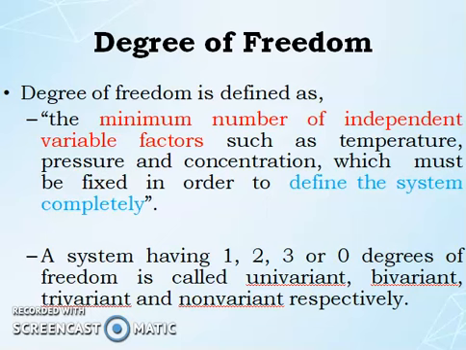So the condition is we have to select minimum number of independent variable factors. Out of the three, you have to select minimum. It may be 1 or 2 or 3. A system having 1, 2, 3 or 0 degrees of freedom is called as univariant, bivariant, trivariant and non-variant respectively. Let us learn with some examples.